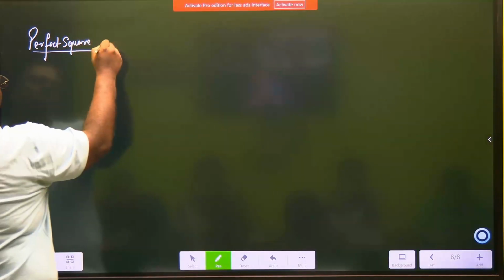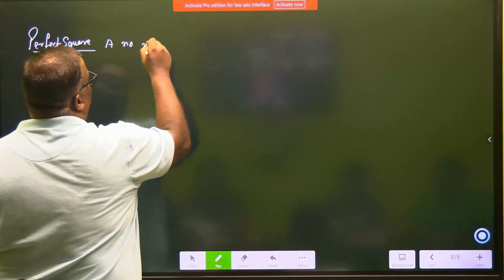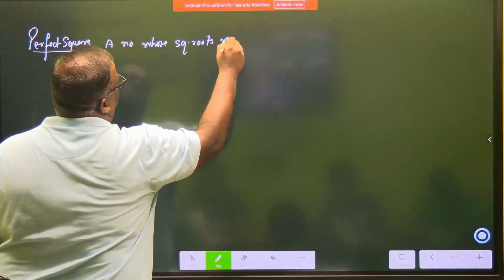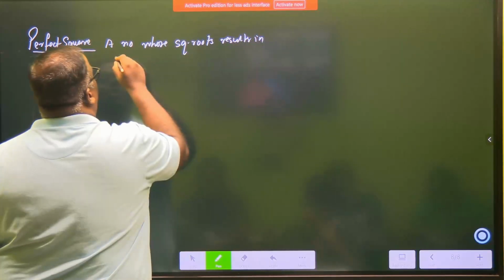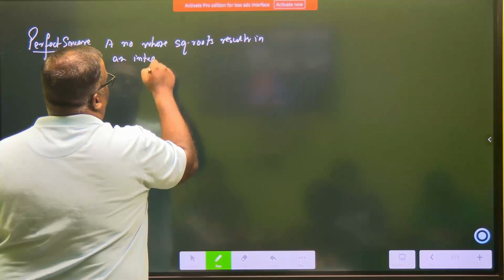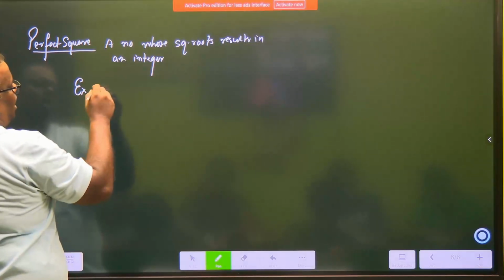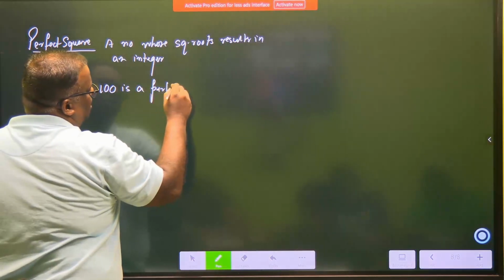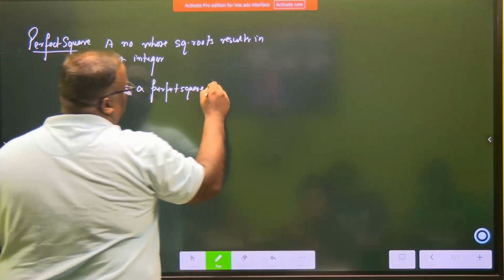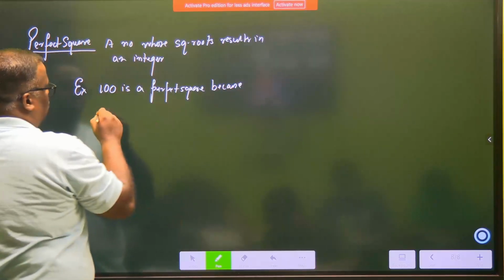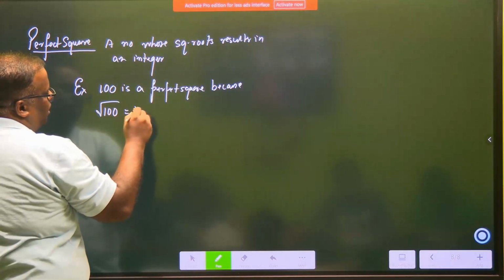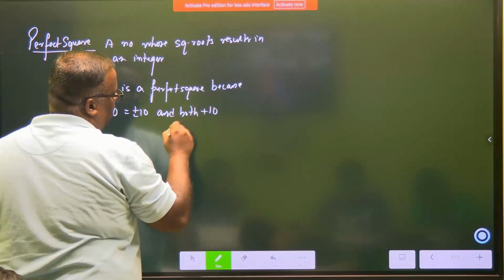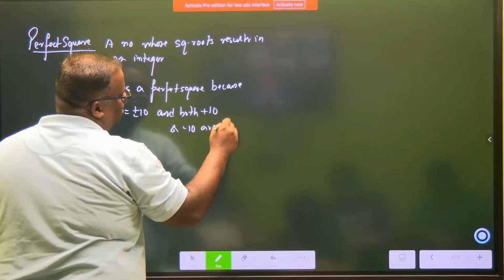Perfect square will be a number whose square root results in an integer. Example, 100 is a perfect square because root of 100 gives me plus minus 10, and both plus 10 and minus 10 are integers.